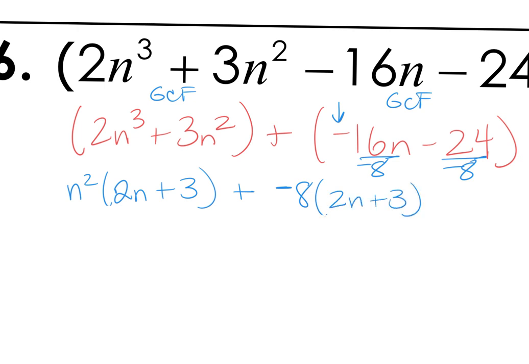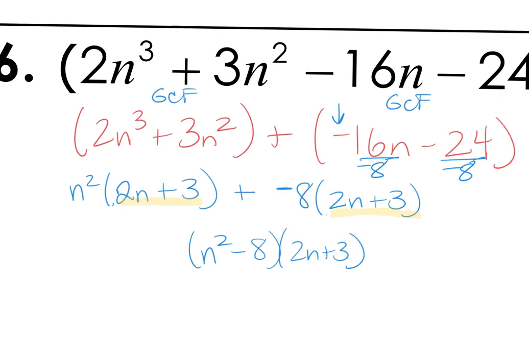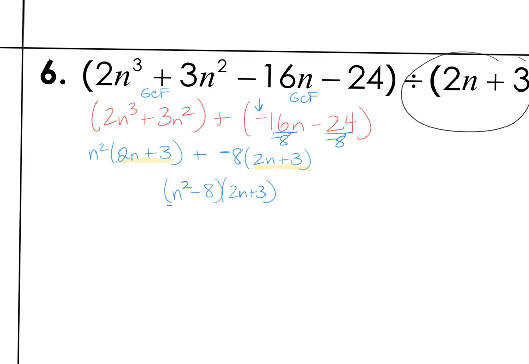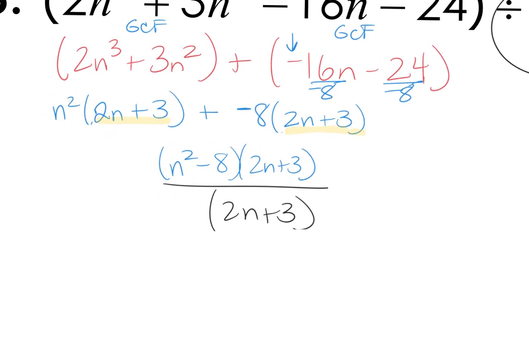I know I'm on the right track because these came out to be the same. Group your greatest common factors. Group your common binomial. And now I'm going to go ahead and get the division problem. It was divided by 2n plus 3. So I put that underneath. Cross off those matching pairs. I get n squared minus 8. N squared minus 8, we can't go anywhere with that. That's not a difference of squares. 8 doesn't have a perfect square. That's not a difference of cubes because it's n squared, not n to the third.